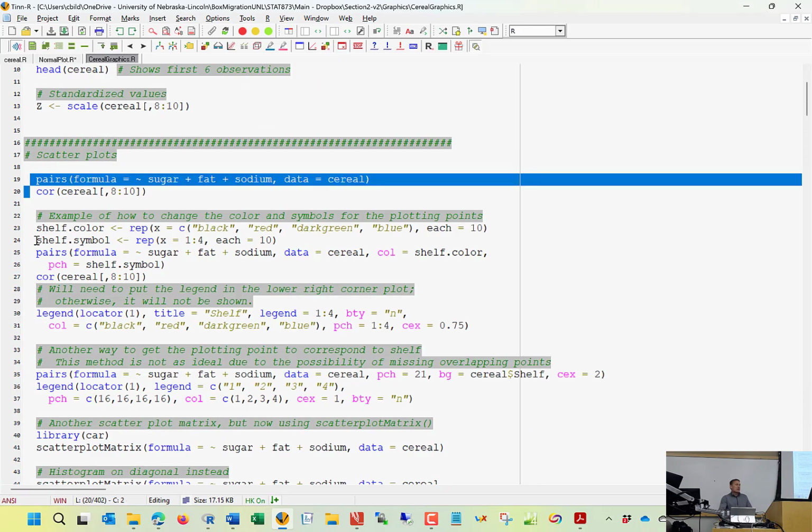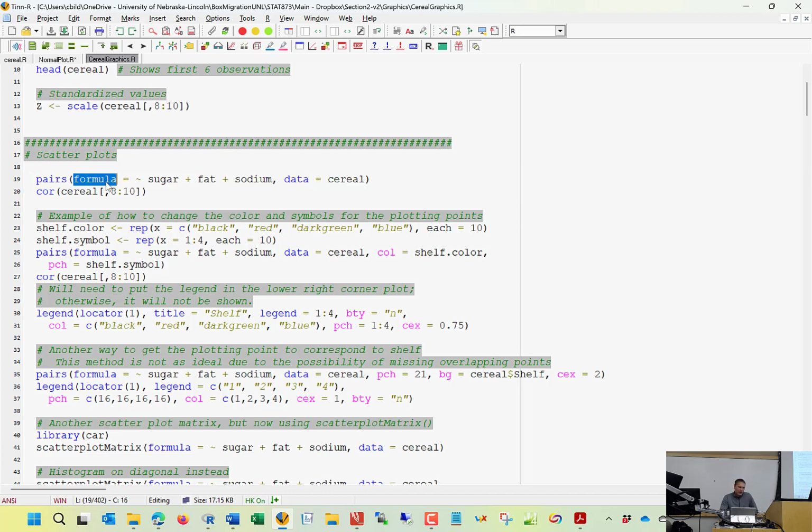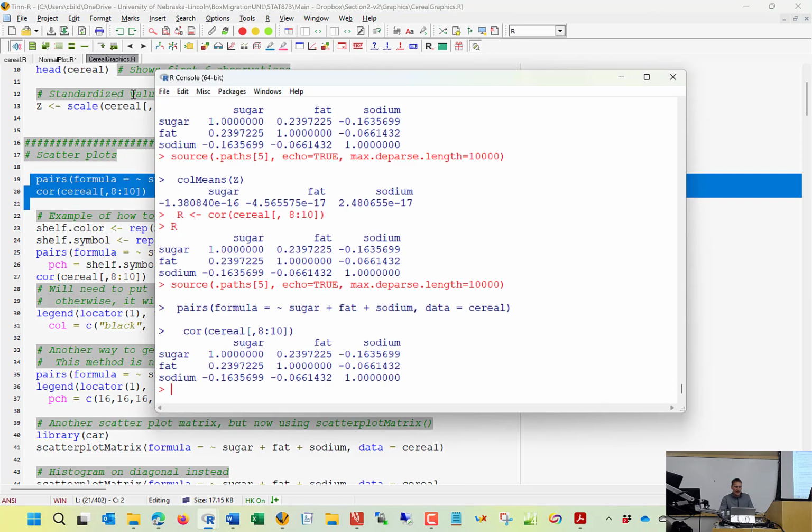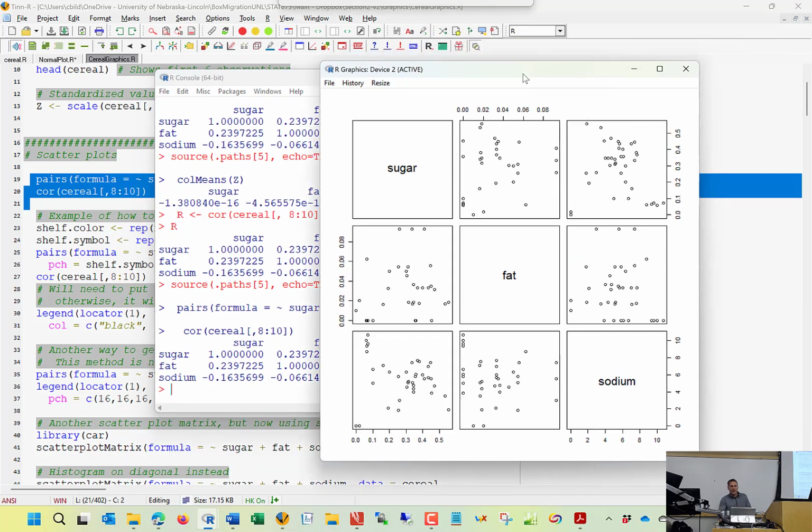there's a function in the graphics package called pairs, for all pairwise combinations. So I say pairs, and then the first argument is formula. The syntax may be a little weird to you depending upon your background. We say equals, and then tilde, sugar plus fat plus sodium. The plus basically means and. I want to plot sugar and fat and sodium. My data is in cereal itself. So if I go ahead and run that segment of code, I get this plot right here.